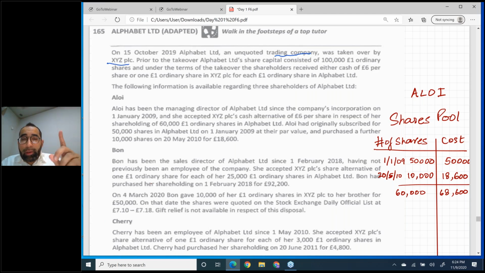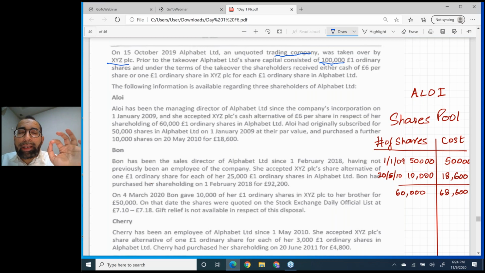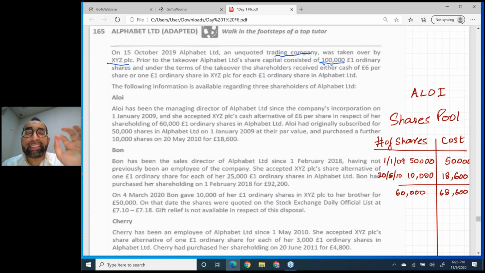Who is the parent company? XYZ is the parent and ABC is the subsidiary in this case. XYZ company took over ABC. Prior to the takeover, Alphabetic Limited share capital consisted of how many shares? 100,000. The total number of shares issued by Alphabetic company is 100,000 ordinary shares.